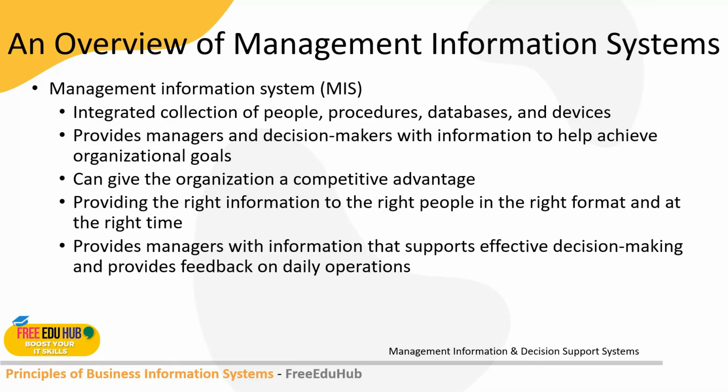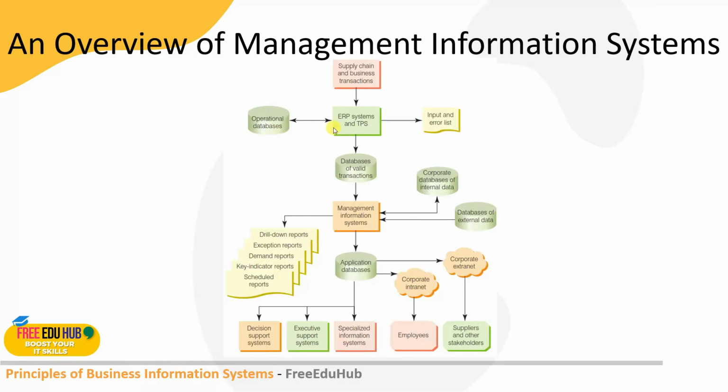Now here in this diagram they are giving the overview of the ERP systems and TPS, like supply chain and other transactions going to the ERP systems and transaction processing systems. So we have operational databases, input, error list, etc. All of them are sending the information to the databases for valid transactions. Now once all of it is collected, this is the central point, which is the management information system. So as you can see, it is collecting data from all the resources.